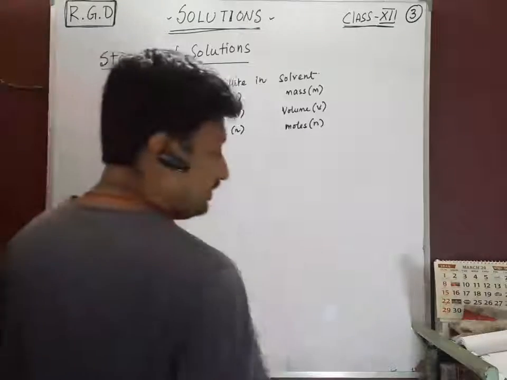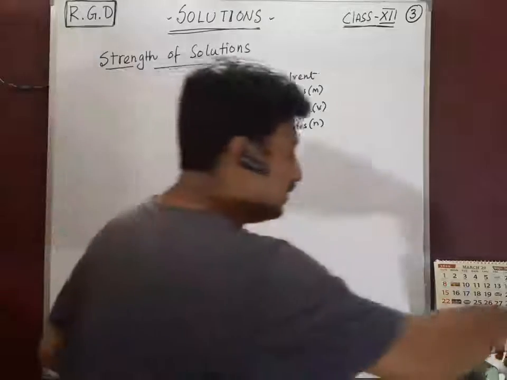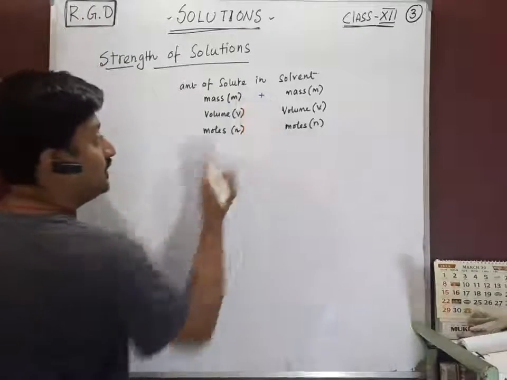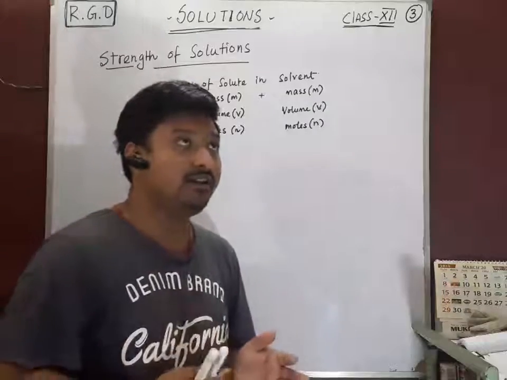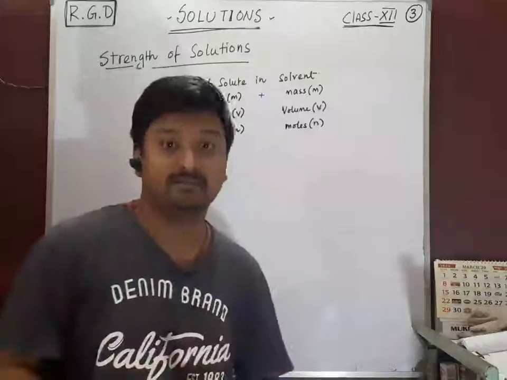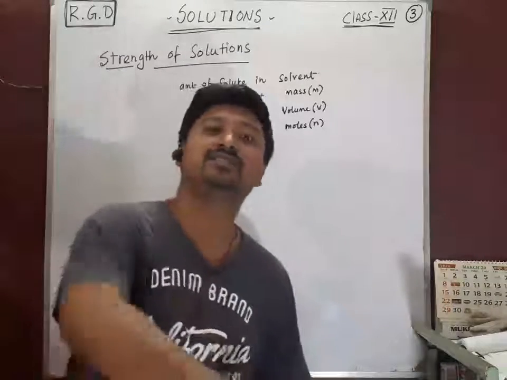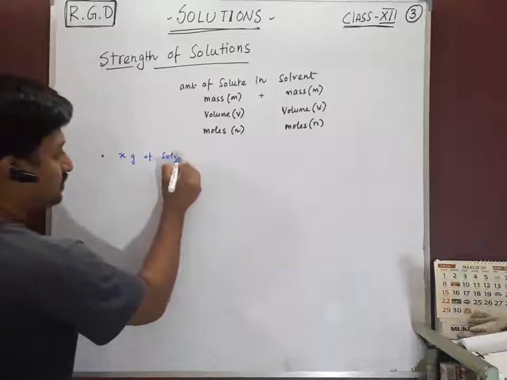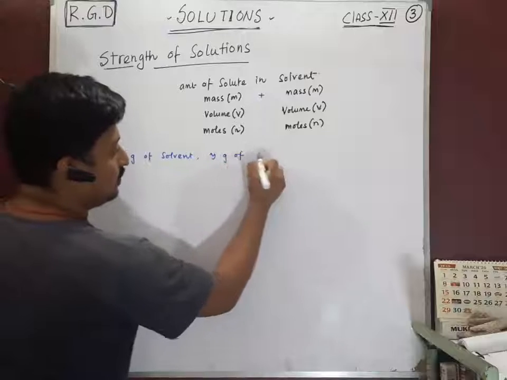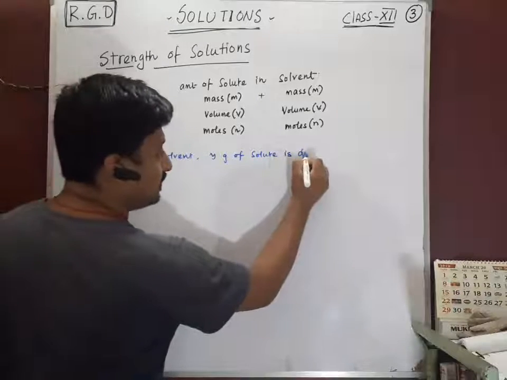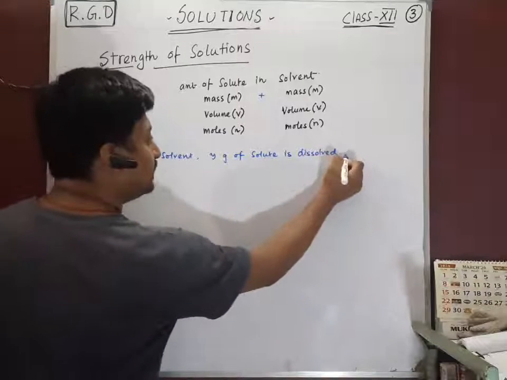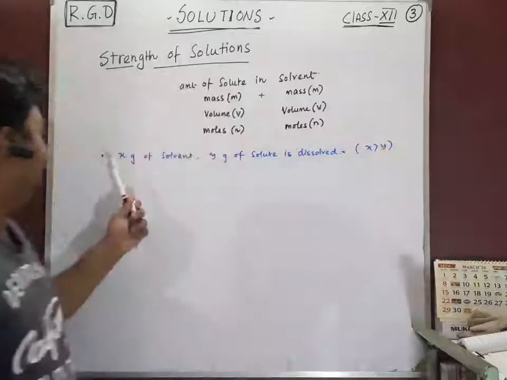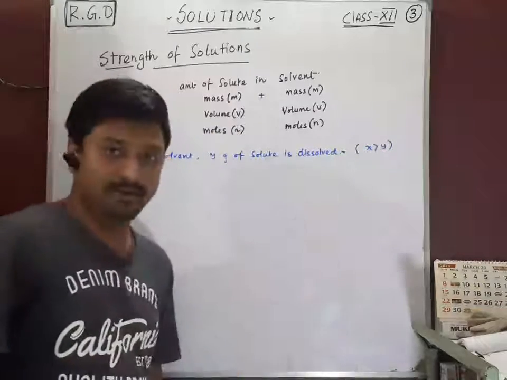So first, think in this way. If I take the two masses, let's say in x grams of solvent, y grams of solute is dissolved. Okay, x gram of solvent, y gram of solute is dissolved. And obviously, your x will be greater than y, because x is the amount of solvent and y is the amount of the solute.